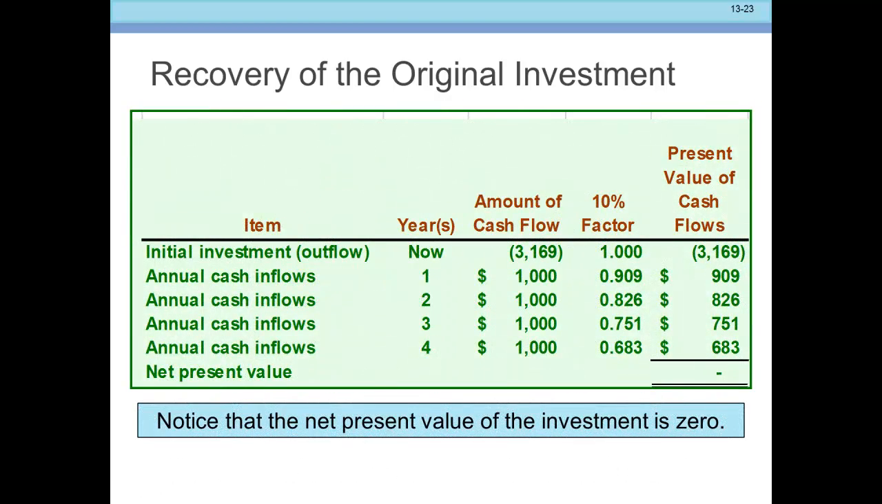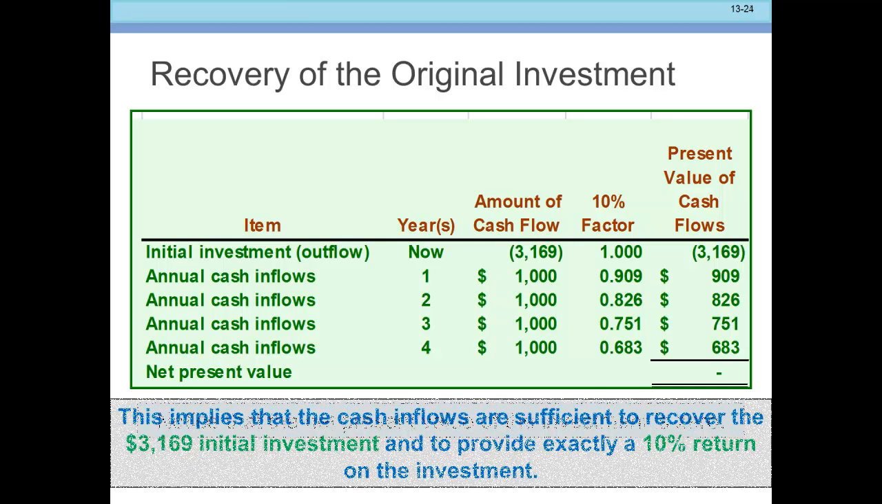If we list our cash flows and then reflect the present value of those cash flows, we see that our net present value is 0. This implies that the cash inflows are sufficient to recover the investment and also to provide exactly a 10% return. Net present value method takes into consideration the recovery of the initial investment plus a return at least equal to the discount rate.